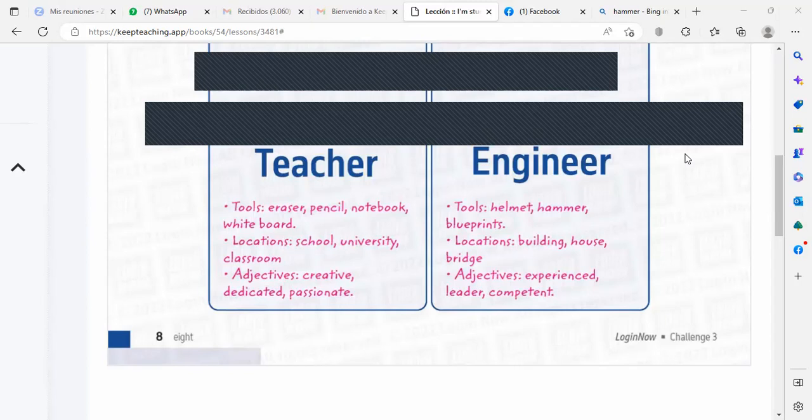Great job, Priscilla. And now we have Jimena, who is a student. Jimena, what are your tools as a student? It may be very similar to the teachers, but what do you need to study? Where do you study? And what are the adjectives to be a very good student as you are?